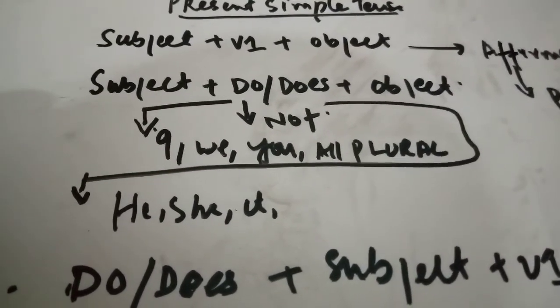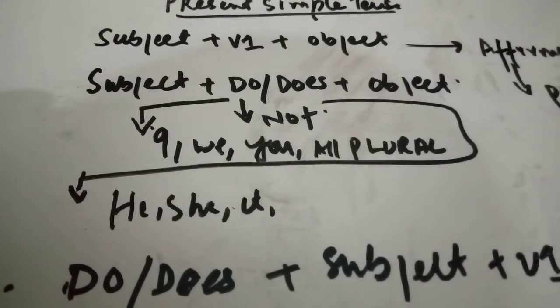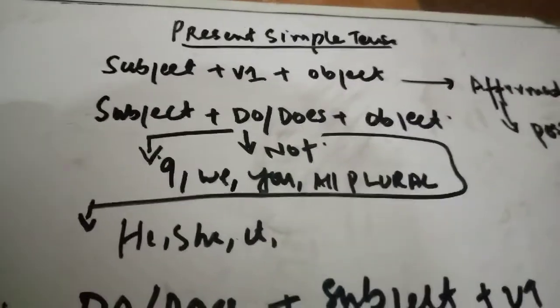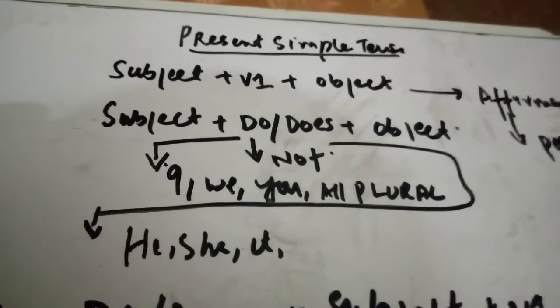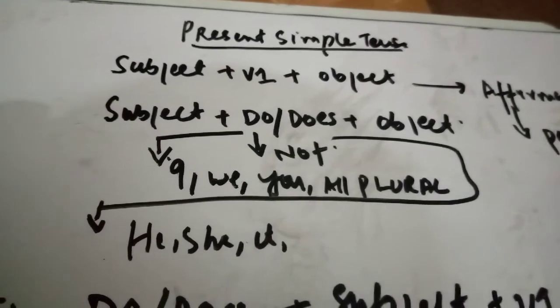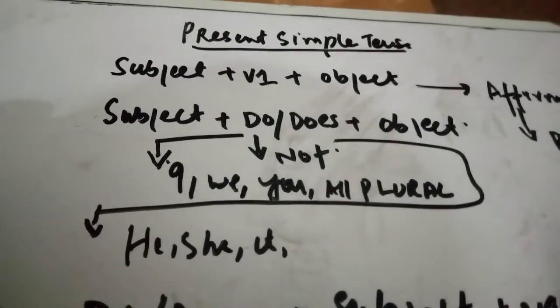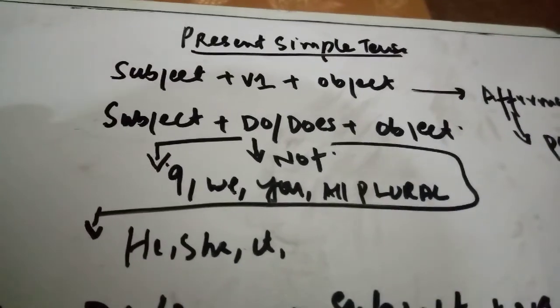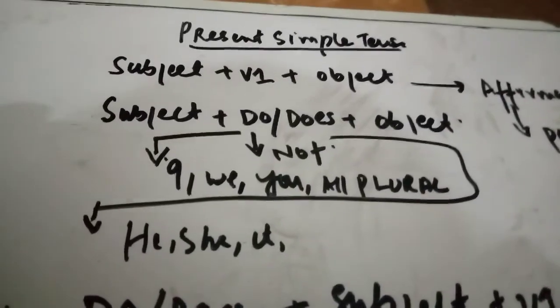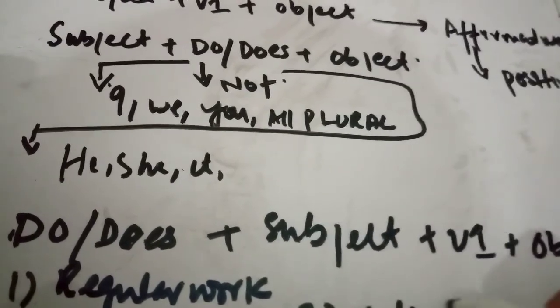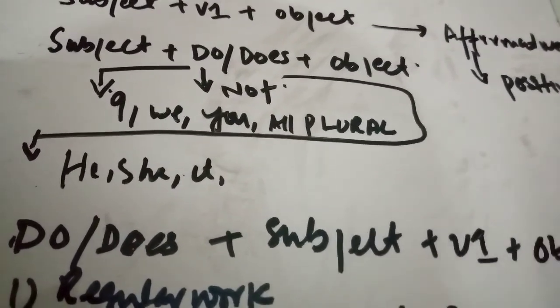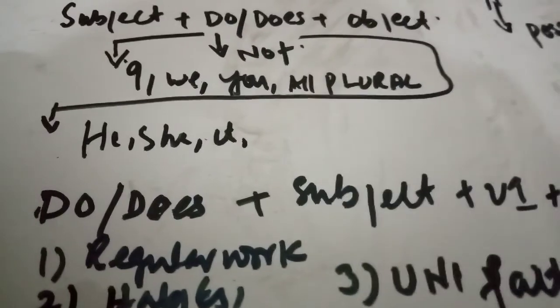As far as the use of the present simple tense is concerned, we use it for regular work or routine work, habits, right? Habits, regular routine work, and universal facts. So in these three circumstances we have to use the present simple tense. I hope it's clear to all of you.